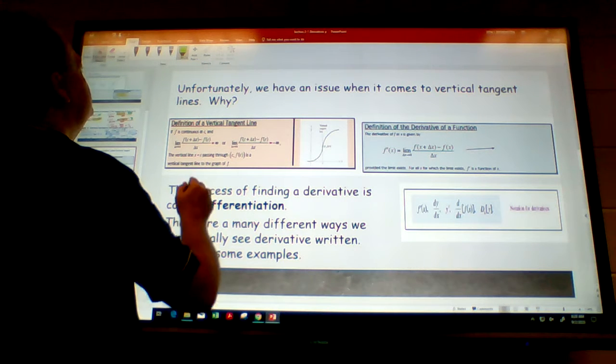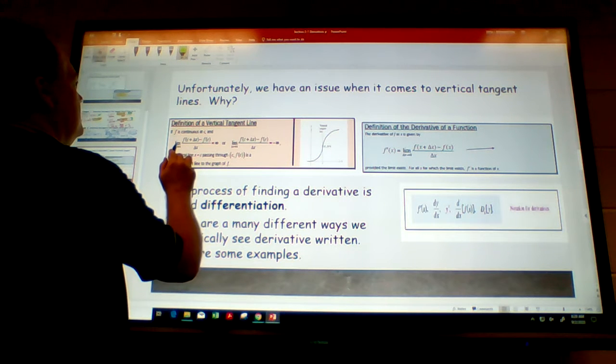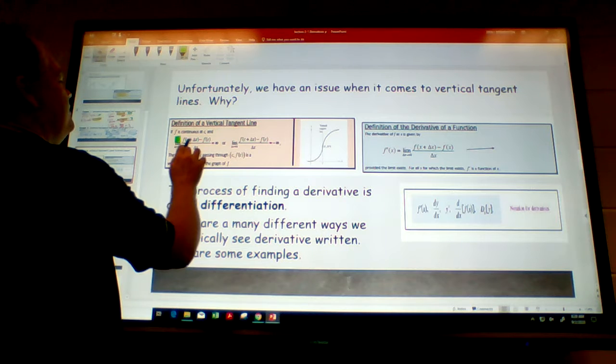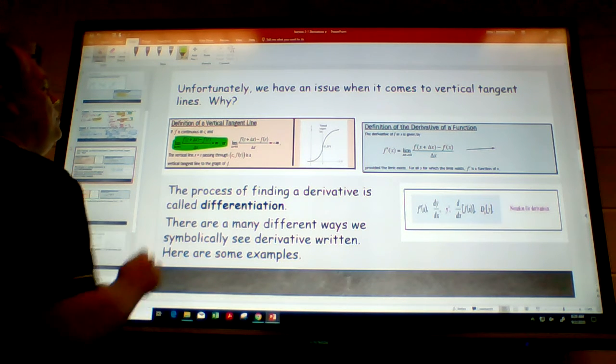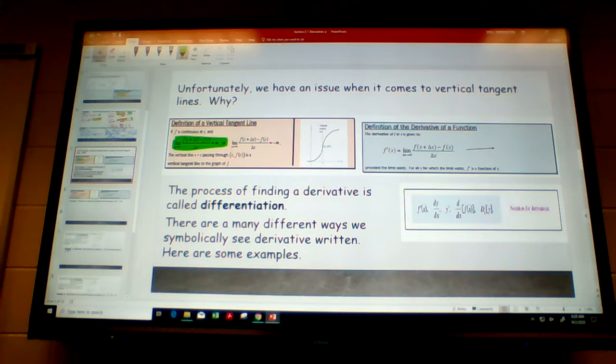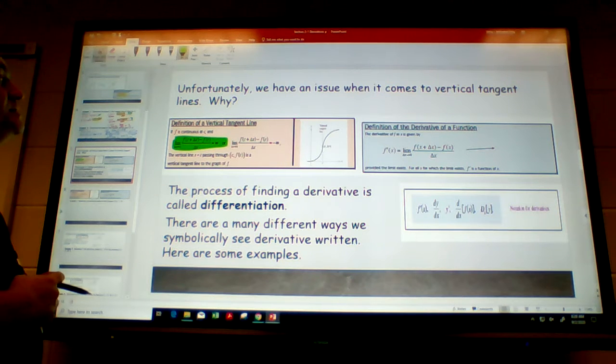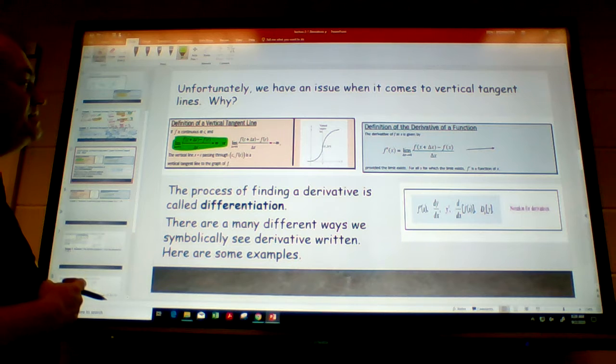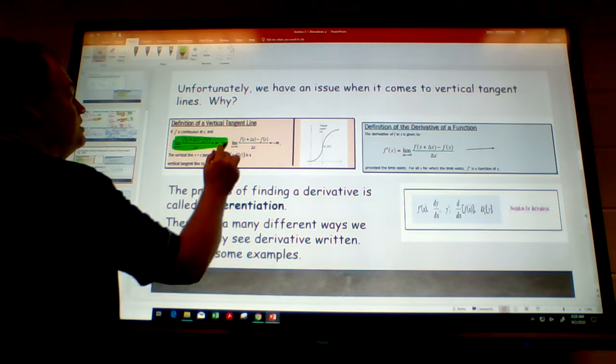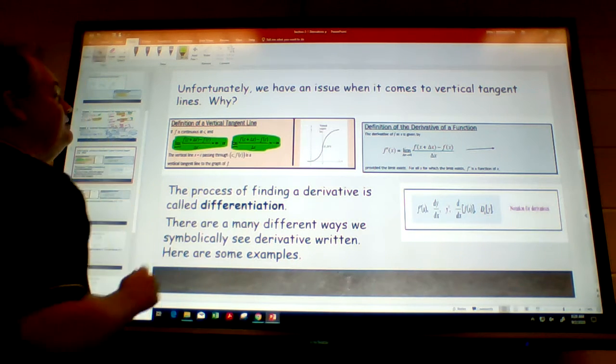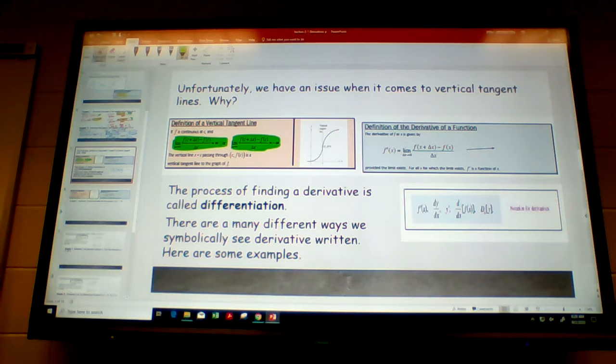First of all, the definition of a vertical tangent line. When the limit as delta x approaches 0 of f of x plus delta x minus f of x all over delta x is equal to either infinity or negative infinity, then that means you have a vertical tangent line at that particular point.